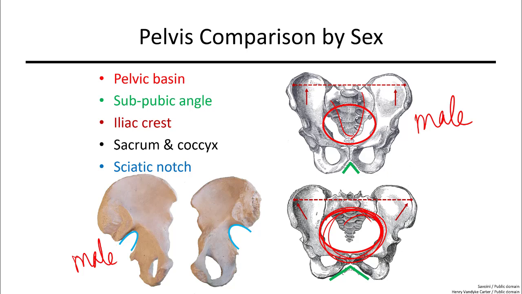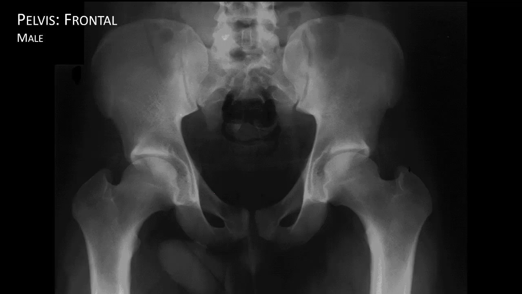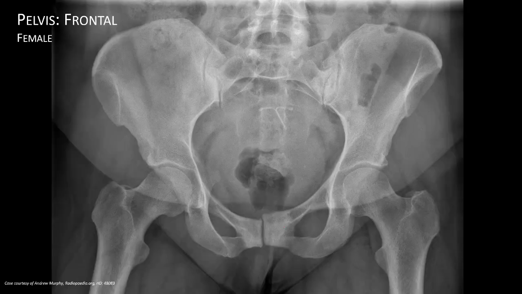And then the sciatic notch over here we can see is much wider in the female in comparison to the male. Here's an x-ray. This is a male pelvis. We can see how narrow this inlet is, and we can see the pubic arch is fairly narrow as well. Here for the female, we can see the inlet is much wider.